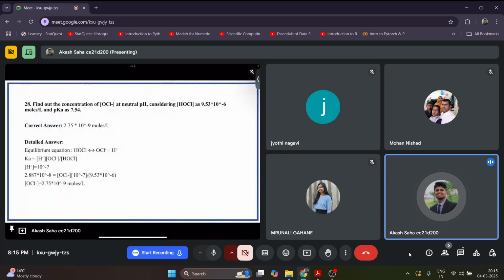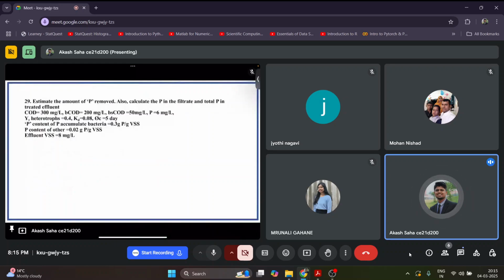So same thing is given here. Now we will solve a little bigger problem. This is regarding phosphorus removal through a biological system. It says: estimate the amount of phosphorus removed. Also calculate the phosphorus in the filtrate and total phosphorus in the treated effluent.